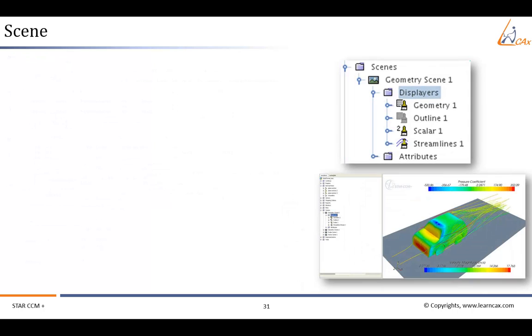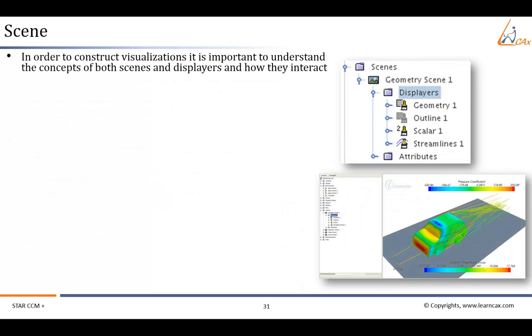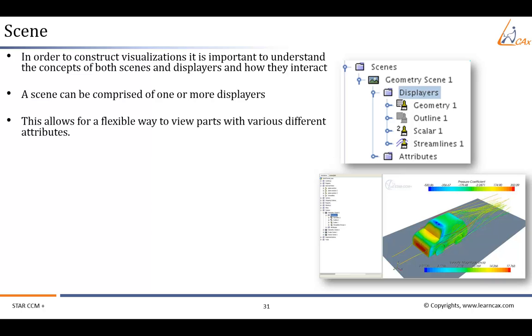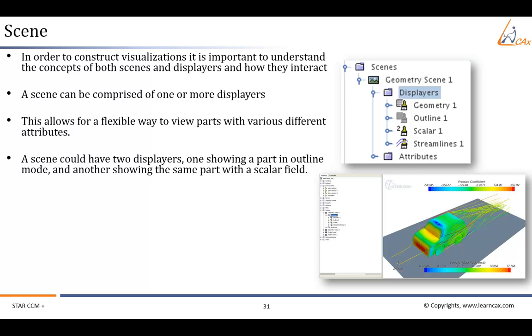In order to construct visualizations, it is important to understand the concepts of both scenes and displayers and how they interact. A scene can be comprised of one or more displayers. This allows for a flexible way to view parts with various different attributes. For example, a scene could have two displayers, one showing a part in outline mode and another showing the same part with a scalar field.